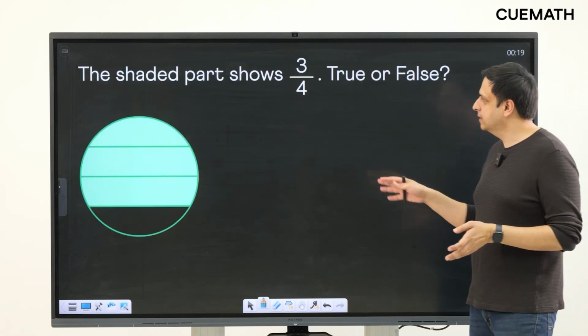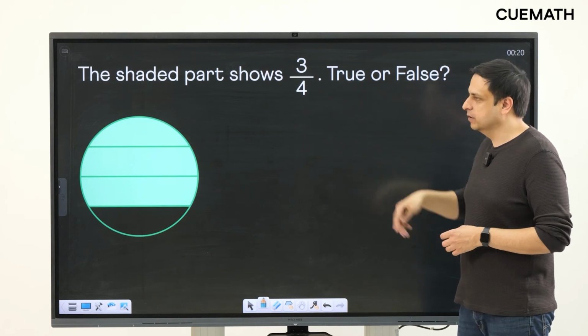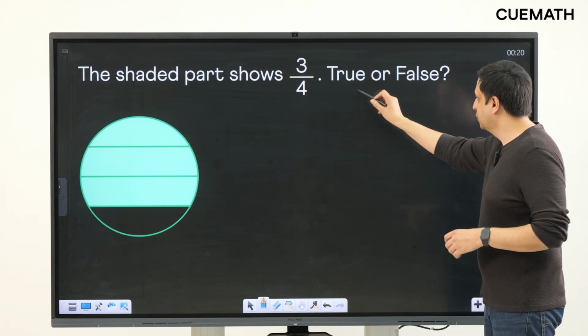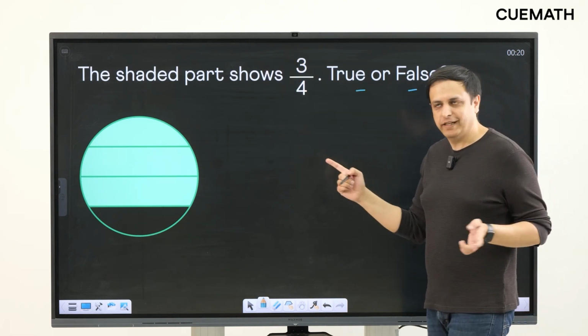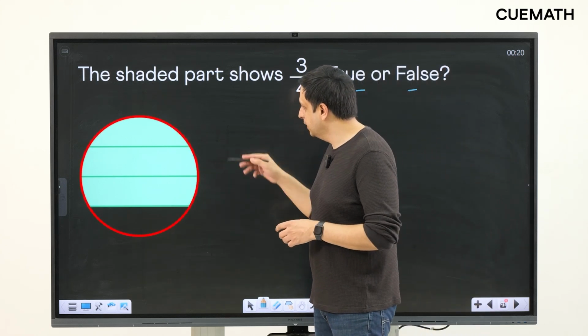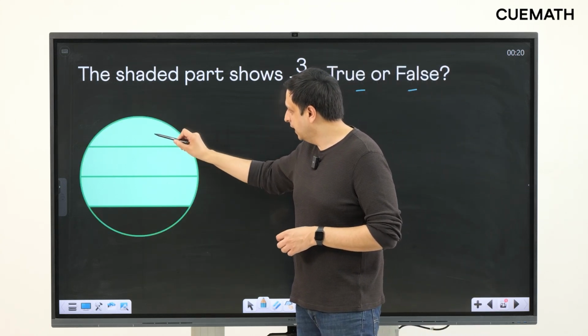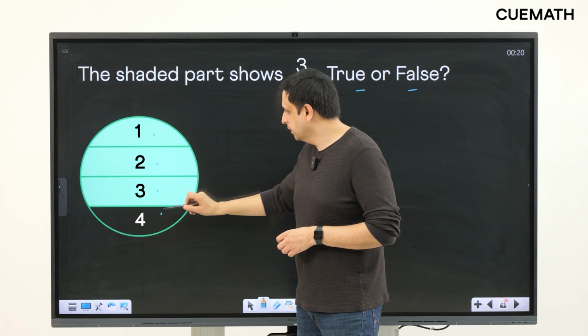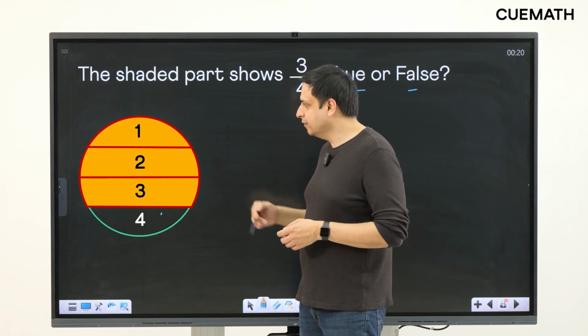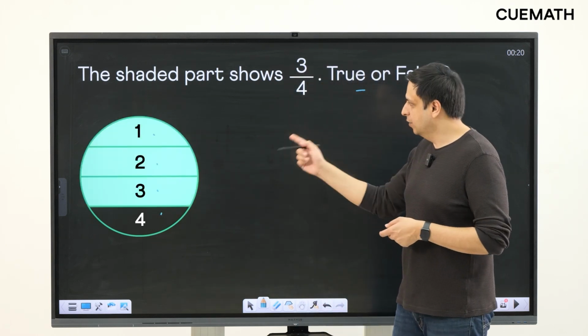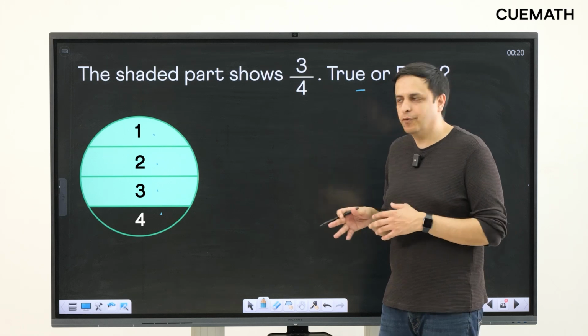The first problem says the shaded part shows 3 over 4, true or false. So let's take a look at this picture carefully. The whole circle has been divided into 1, 2, 3, 4 parts. 3 of those 4 parts are shaded. So does this represent the fraction 3 over 4?